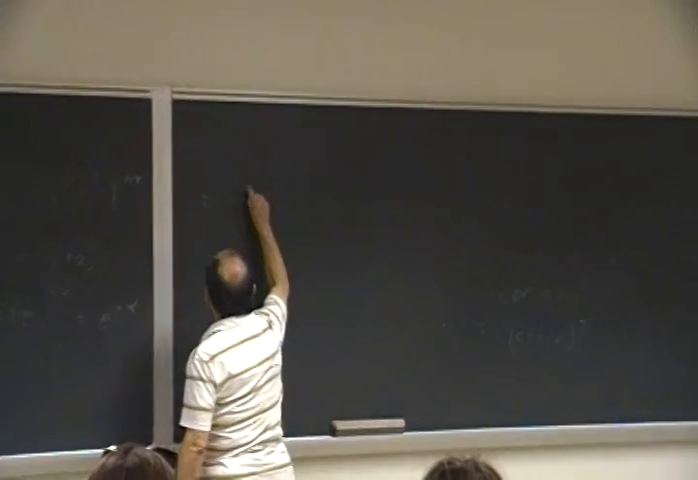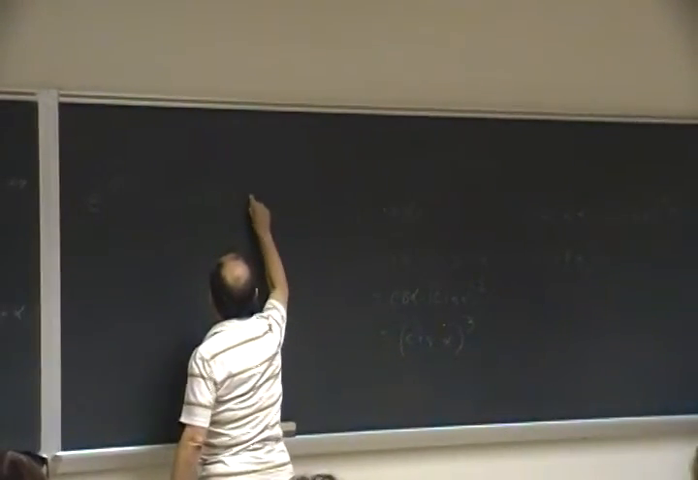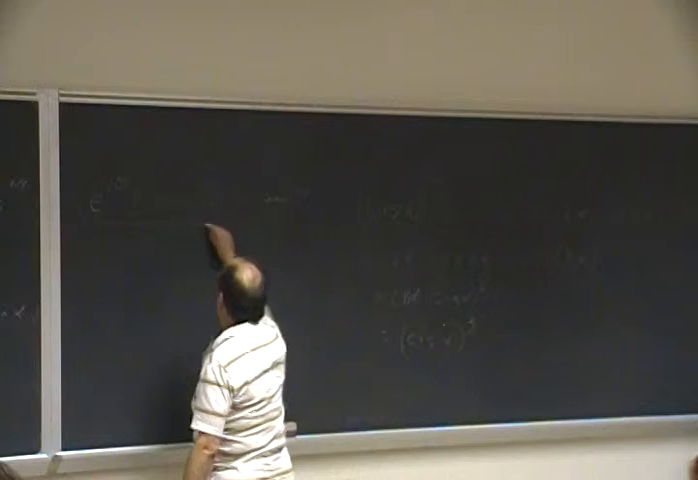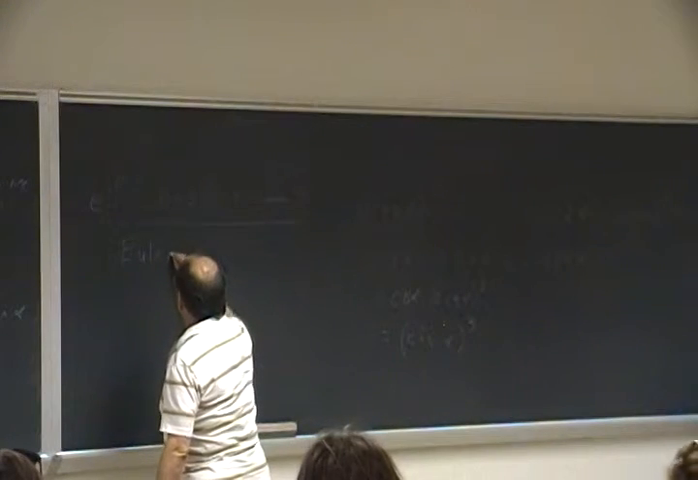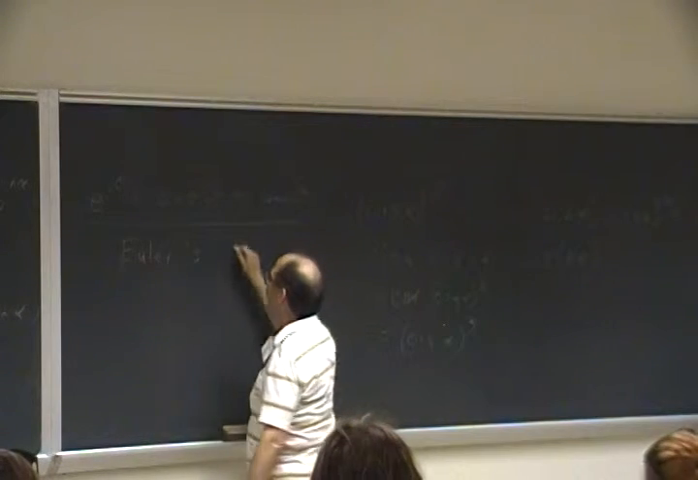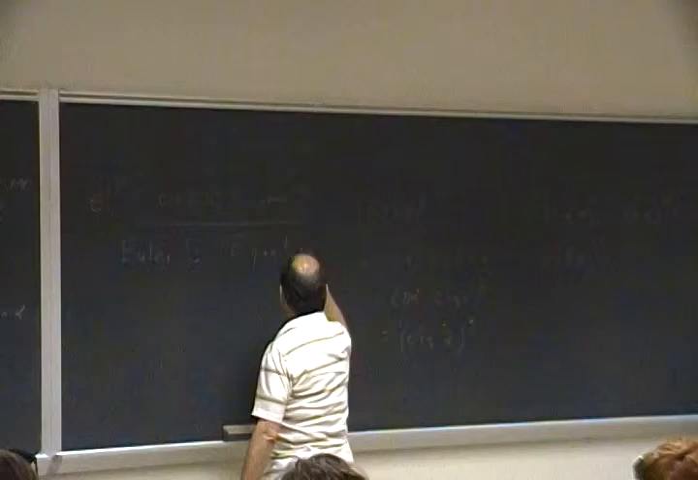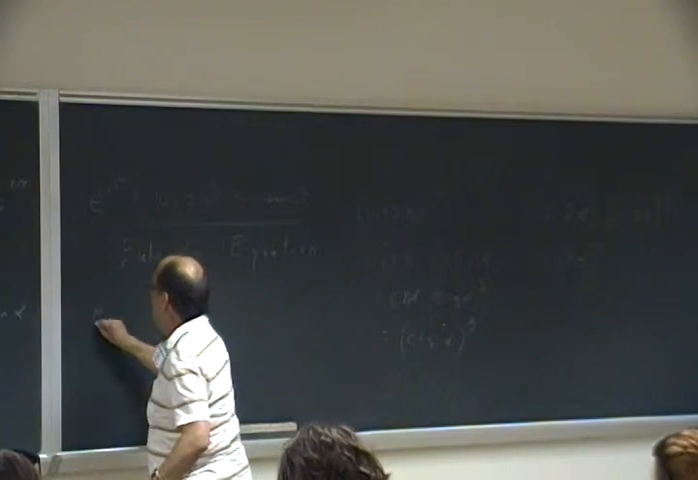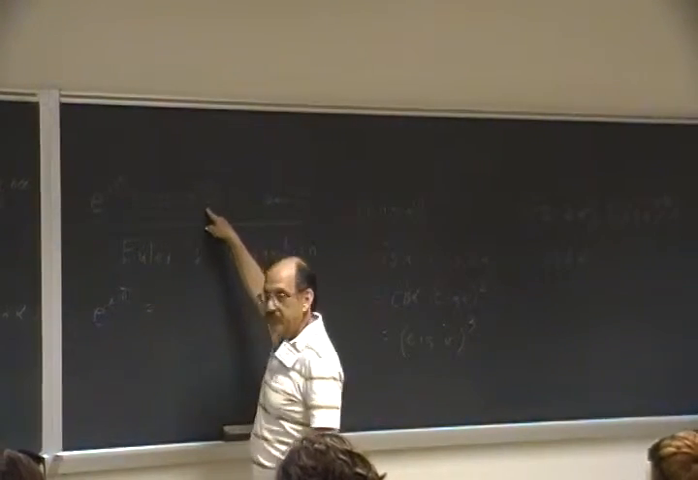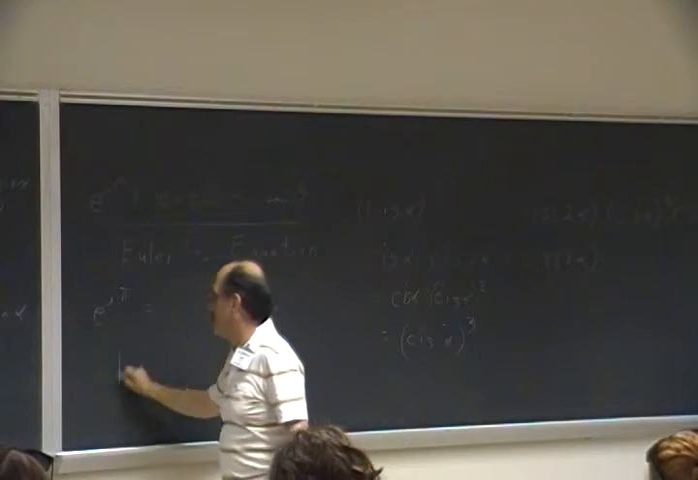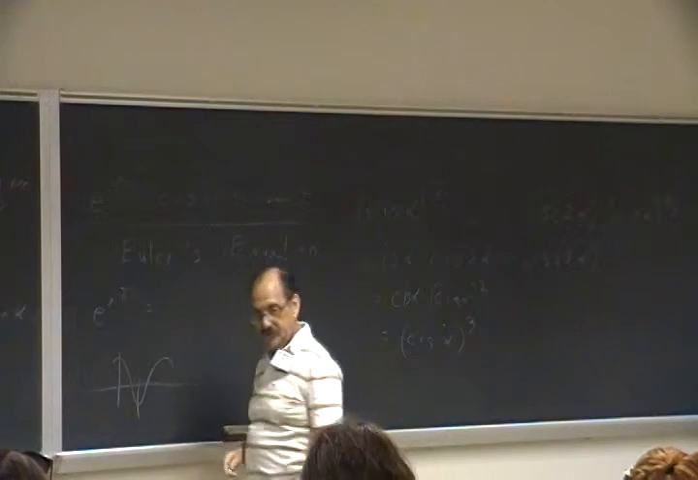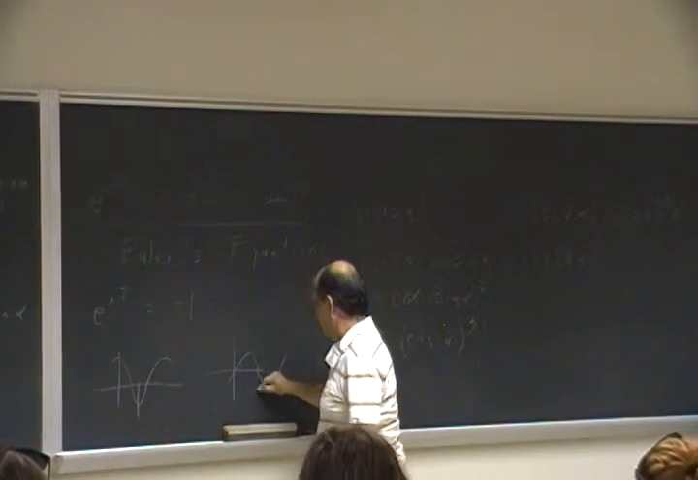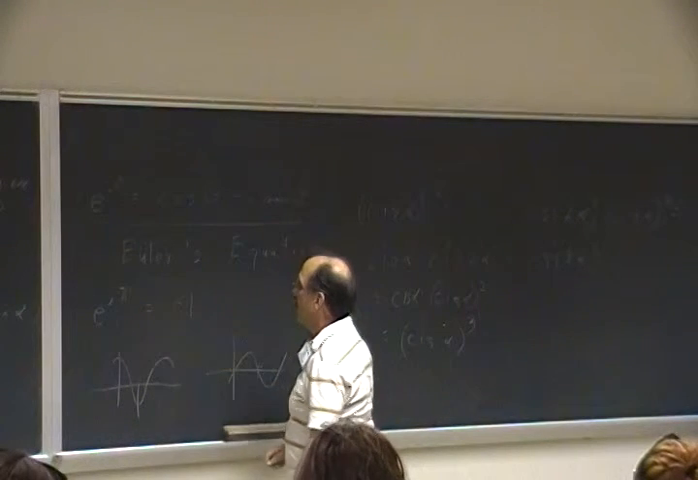e to the i theta is cosine theta plus i sine theta, also known as cis theta. This is called Euler's equation. Why does Euler have so many things? Because he did so much. What do you get when theta happens to be pi? e to the i pi. What's the cosine of pi? What is the sine of pi? Zero. e to the i pi is minus 1.